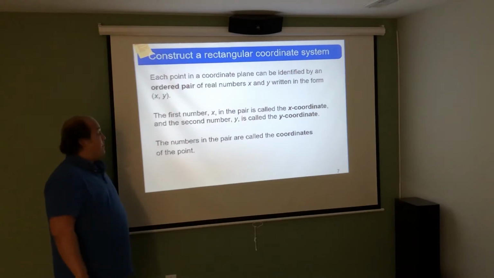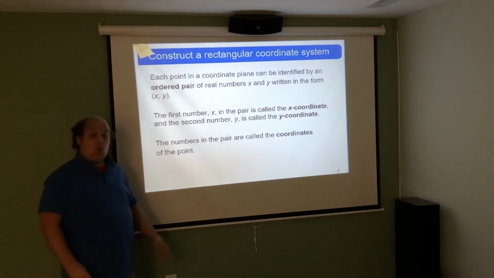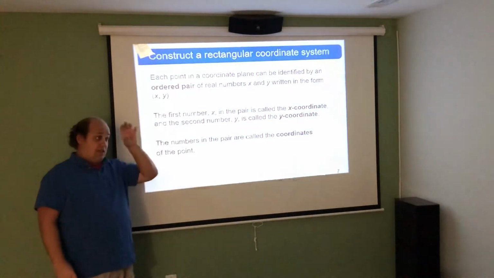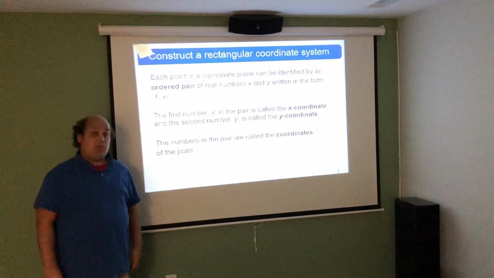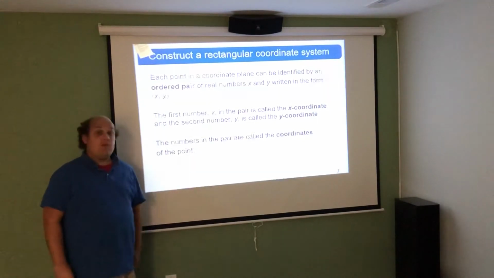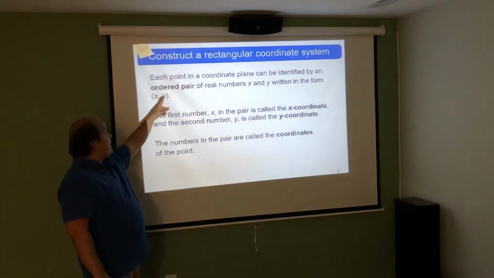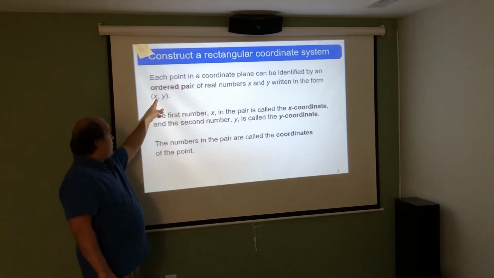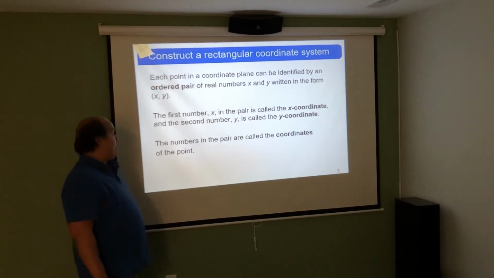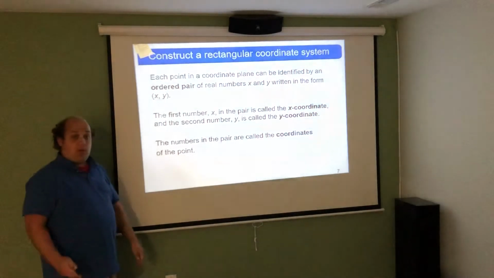Each point on a coordinate plane can be identified by an ordered pair of real numbers x and y. An ordered pair is a parentheses, a number that represents how many to move left and right, a comma, and then a number to represent how many to move up and down. So they're always represented as (x, y): how to move horizontally, how to move up and down. The numbers in the pair are called the coordinates of the point that they map to.